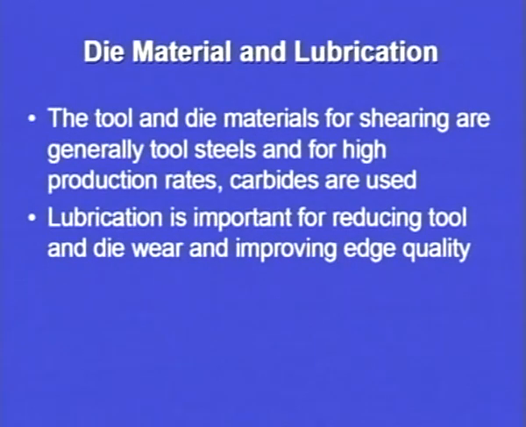So, the tool and die materials for shearing are generally tool steels, and for high production rates, carbides are used. So, there are two different tool materials that have been specified for die material, and these are tool steels and carbides. So, how to differentiate whether we should go for tool steel or for carbide? One important aspect has already been mentioned: when the volume of production is going to be too large, there we will go for carbide dies. If the volume of production is relatively small, we may go for tool steels.